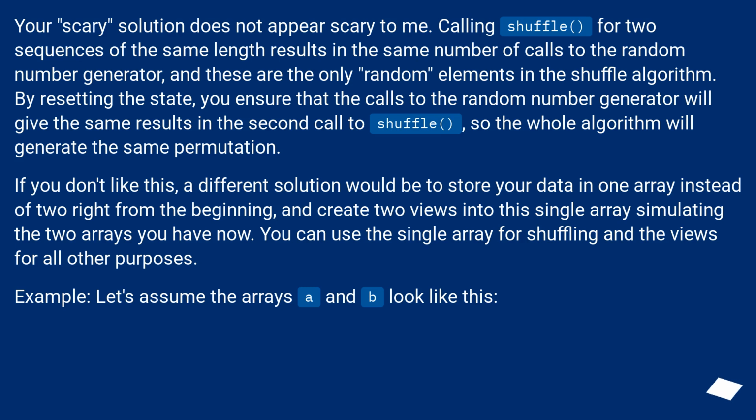If you don't like this, a different solution would be to store your data in one array instead of two right from the beginning, and create two views into this single array simulating the two arrays you have now. You can use the single array for shuffling and the views for all other purposes. Example, let's assume the arrays A and B look like this.